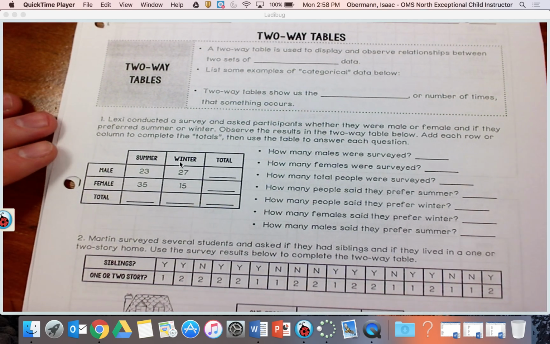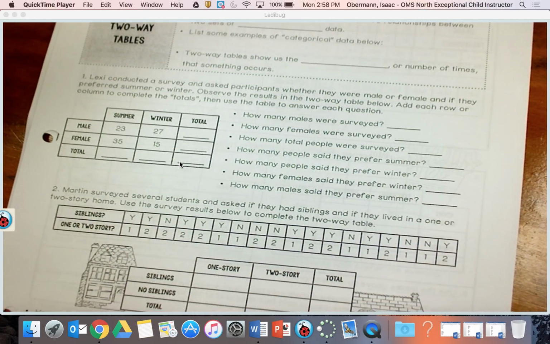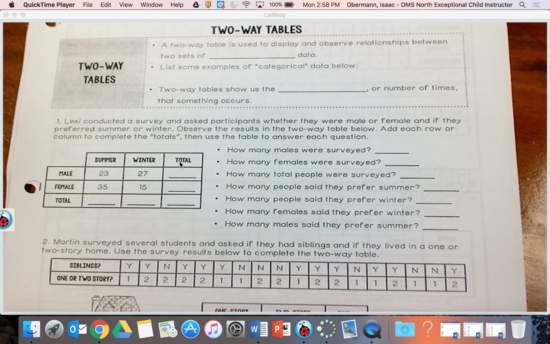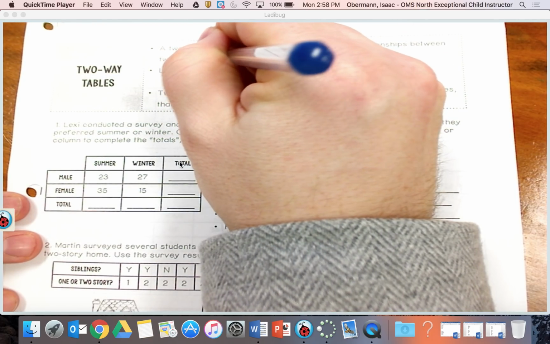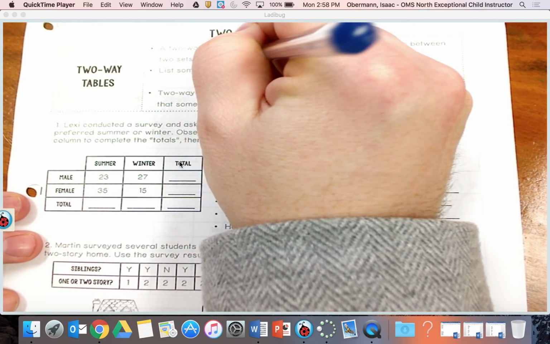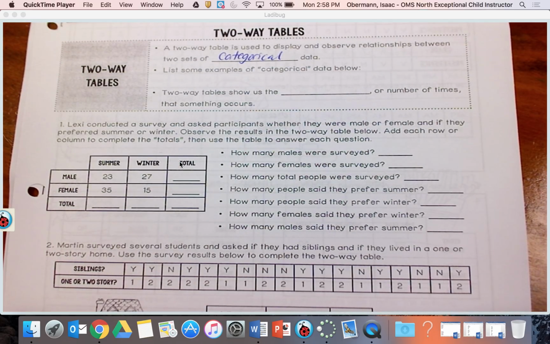Basically, what we're looking for on a two-way table is relationships among different sets of data that allow us to display things in categories, what we call categorical data. We can put things in categories, which helps us find information to answer questions. And what is a category?